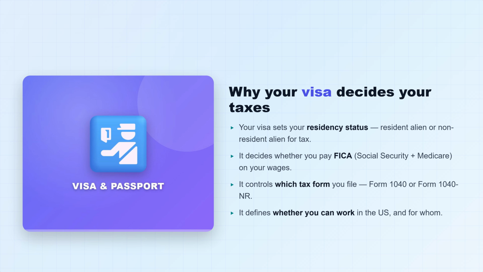First, your visa sets your residency status, whether you are a resident alien or a non-resident alien for tax. Second, it decides whether you pay FICA, which is Social Security and Medicare. Third, it controls which tax form you file, the regular 1040 or the 1040NR. And fourth, it decides whether you can even work in the US and for whom. Keep these 4 points in mind, because everything today connects back to them.